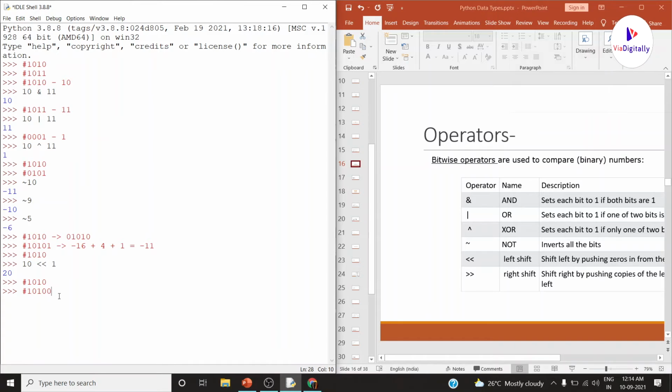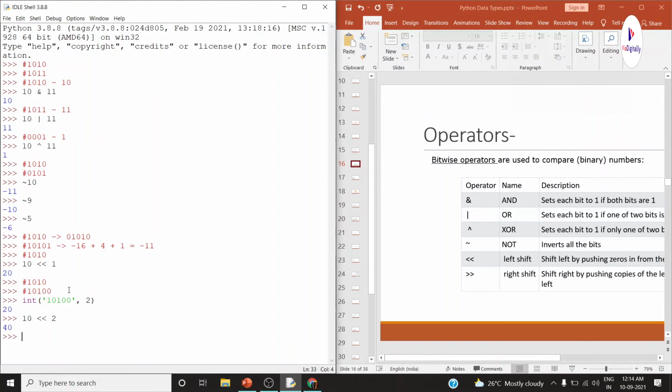Let us check whether it is true or not. int of 10100, given in base 2. What is its value? It is nothing but 20. Let me take another example. 10 is left shifted by 2 times now.